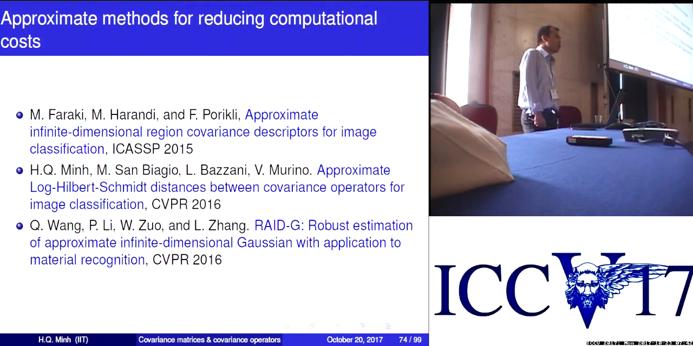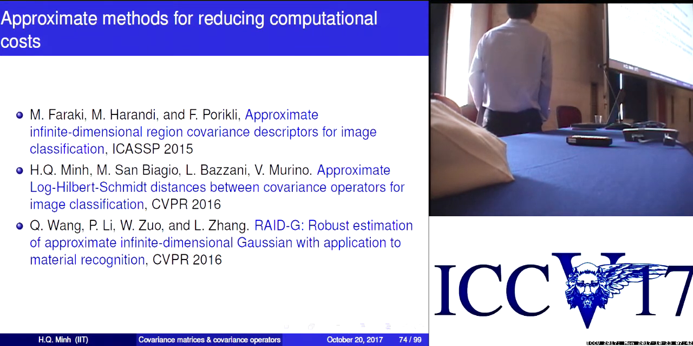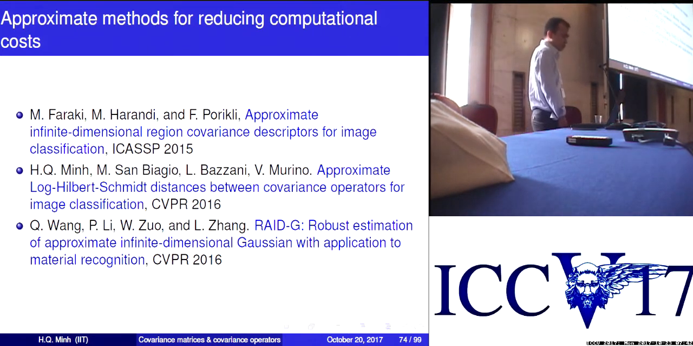So one way to deal with this is to perform approximation. We have done some approximation in the CVPR paper in 2016, where we compute an approximate version of the log Hilbert-Schmidt distance, and other researchers have done it for other distances as well. This allows us to reduce the computational cost while maintaining the accuracy and the discriminative properties of the distance.